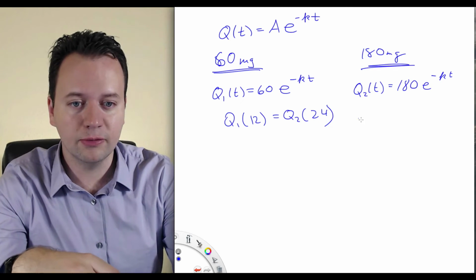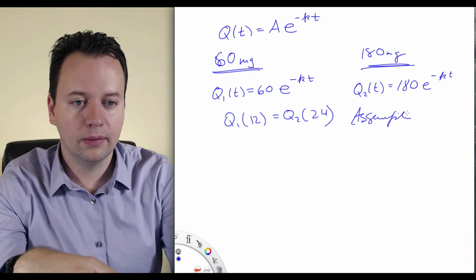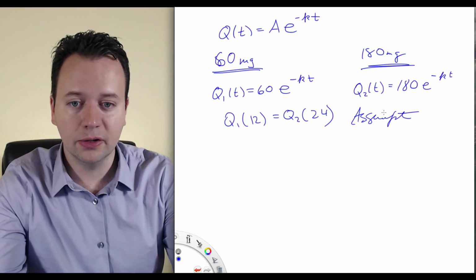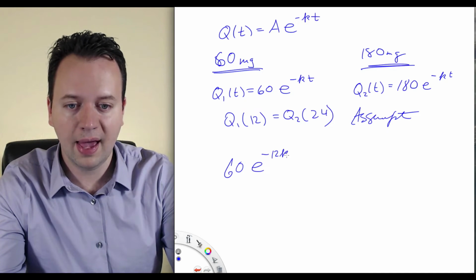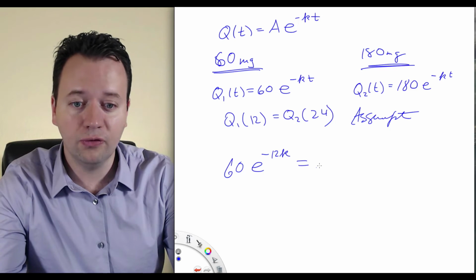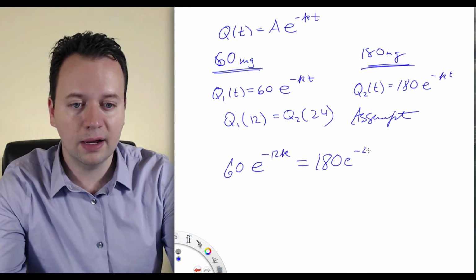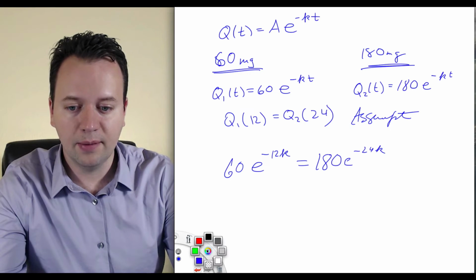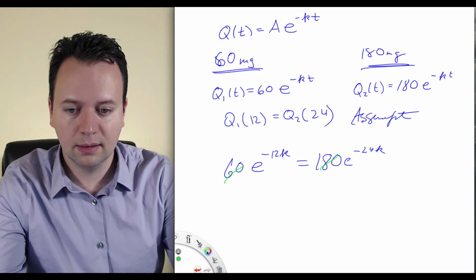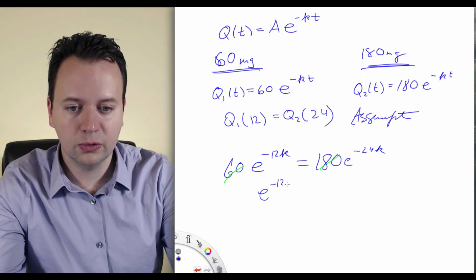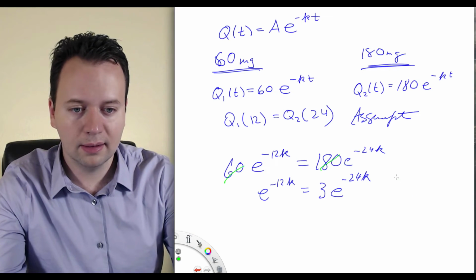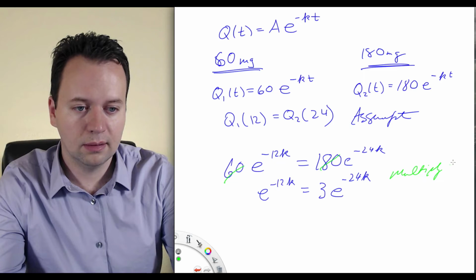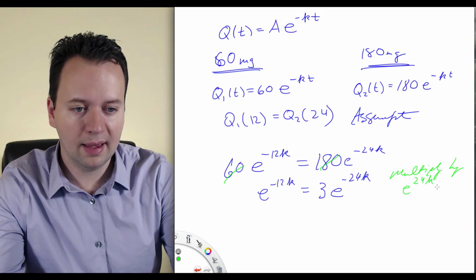Okay, so let's use this assumption to figure out what the decay rate is. Q1 of 12 is going to be 60 e to the minus 12k, whereas Q2 of 24 is 180 e to the minus 24k. Let's divide by 60, and we get e to the minus 12k is equal to 3 e to the minus 24k. So now let's multiply by e to the 24k.